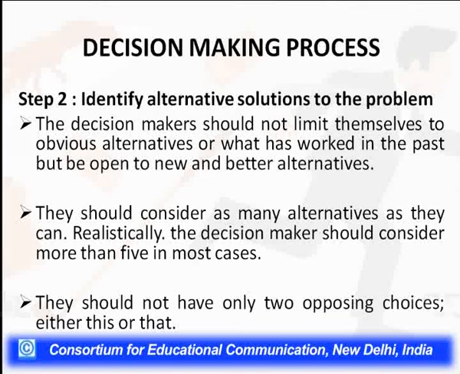They should consider as many alternatives as they can. Realistically, the decision maker should consider more than 5 in most of the cases. They should not have only 2 opposing choices, either this or that. When you are thorough with that, this is the problem in front of you. You have talked about the desired outcomes, you have done the complete analysis of the present situation, your other parameters, your perception, your demographic levels, and your problems and solutions, the search for solutions. And after that, you are able to define the alternative solutions to a problem.